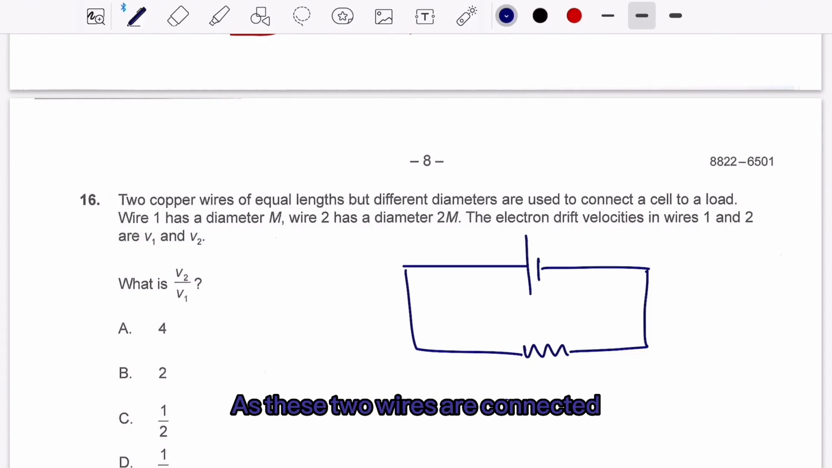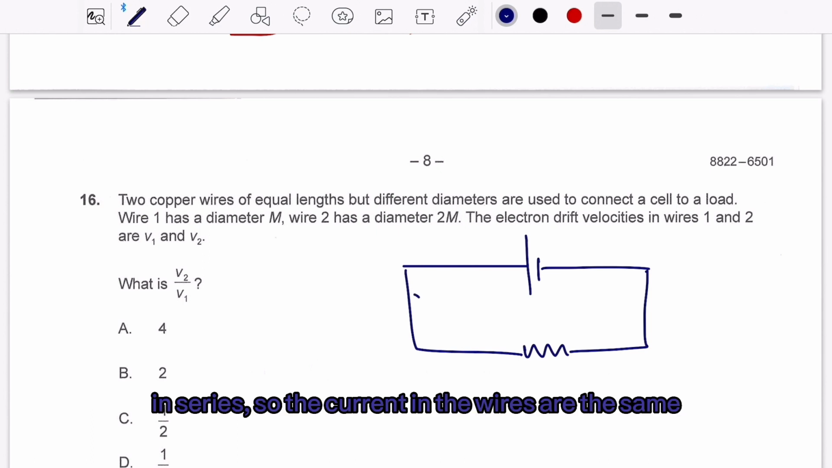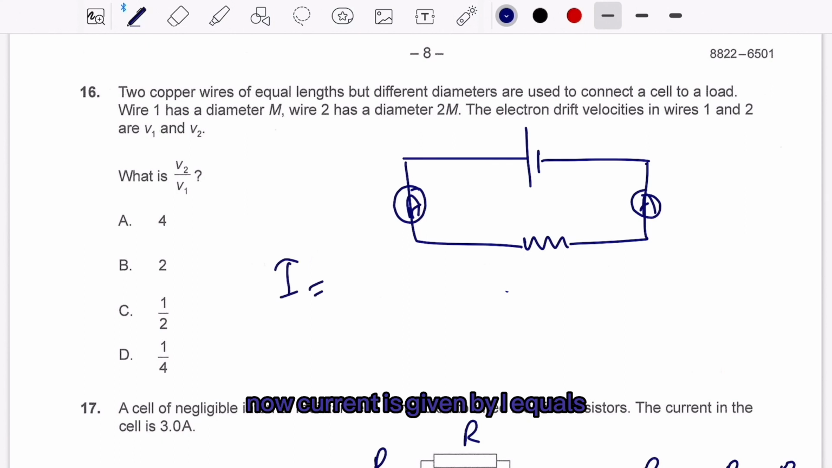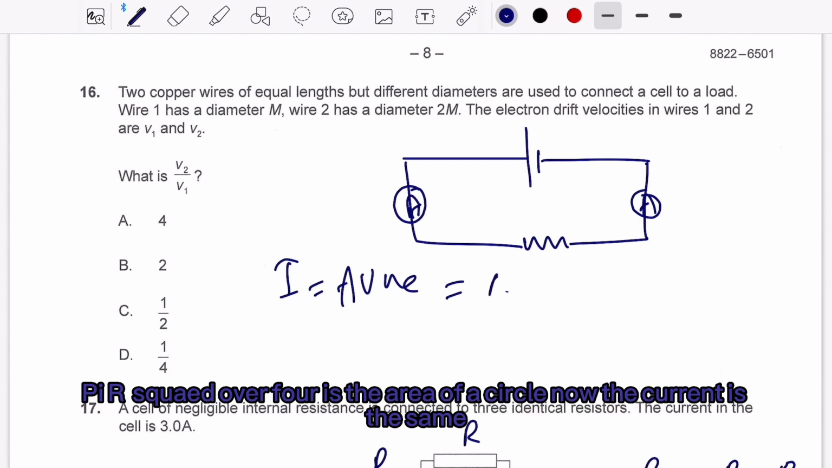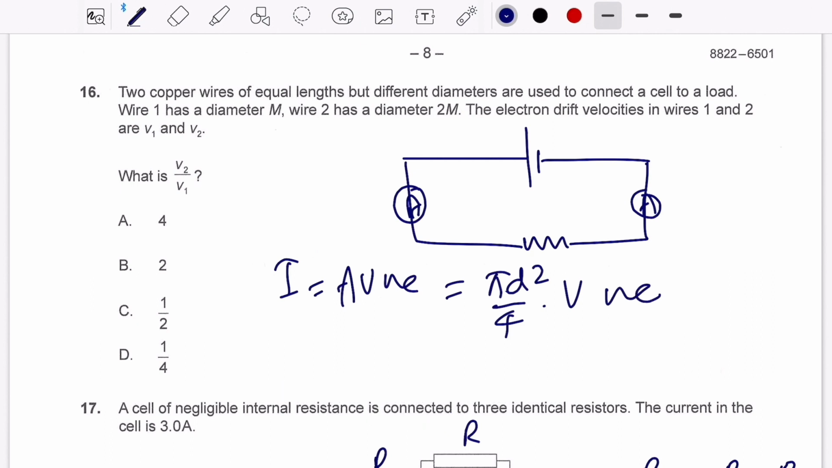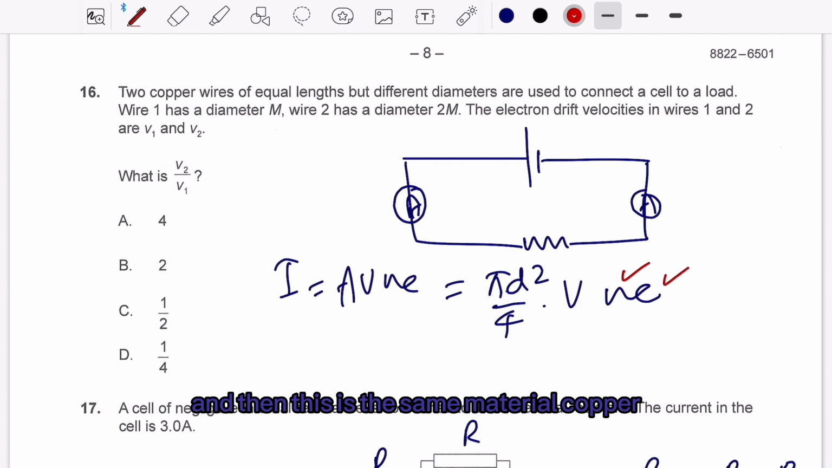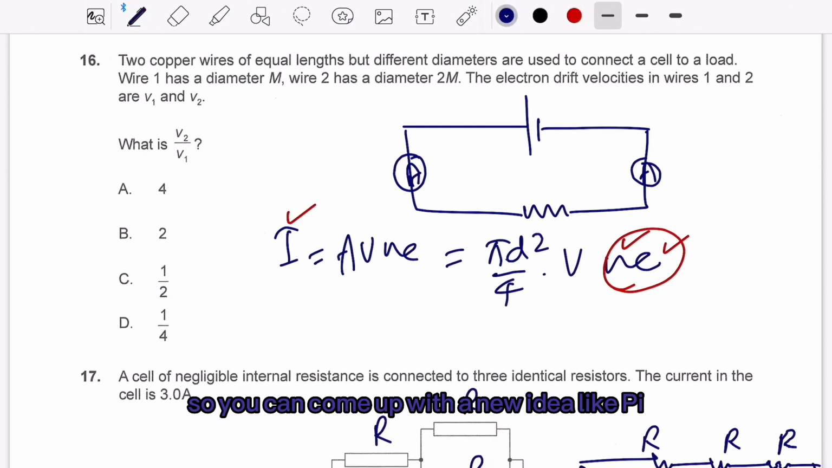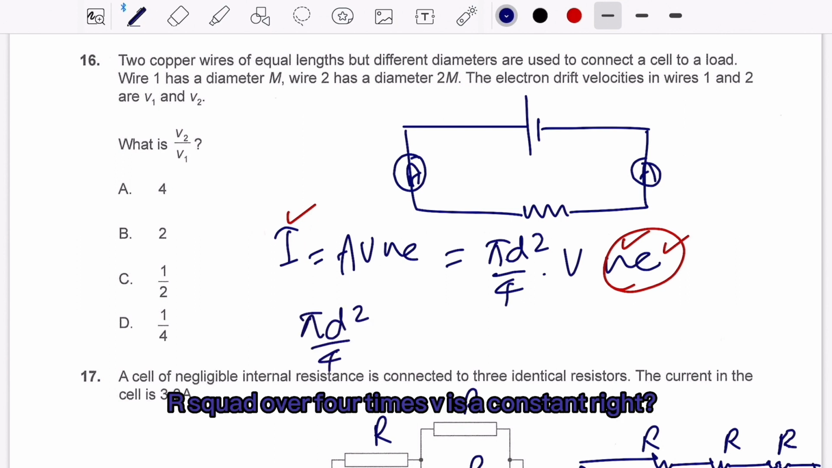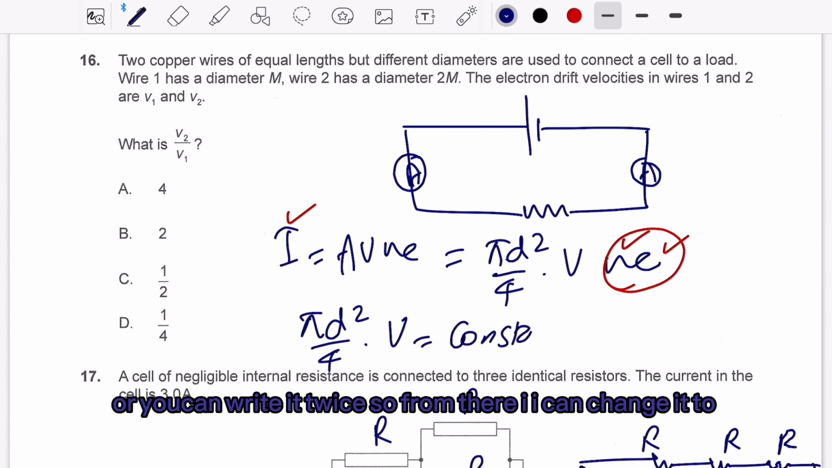As these two wires are connected in series, the current in the wires is the same. Now current is given by I equals A v n e, and considering the diameter, pi d squared over 4 is the area of a circle, so I equals pi d squared over 4 times v n e. The current is the same, this is the same material, copper, and the charge of the electron is the same. So you can come up with a new idea: pi d squared over 4 times v is constant, right?